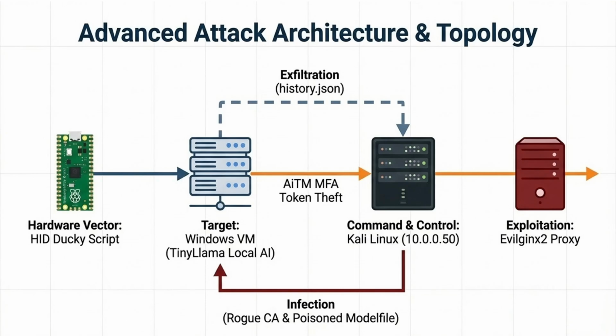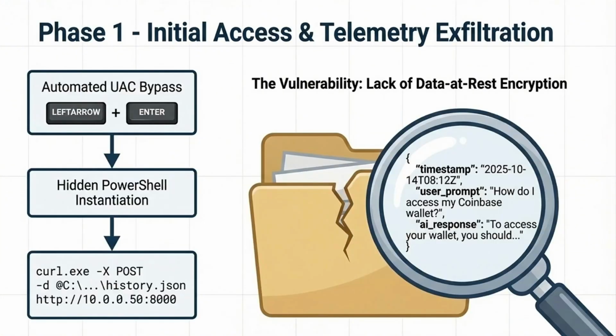My command and control server is a Kali Linux machine hosting a custom Python profiler and an Nginx instance. The attack happens in 4 phases. Phase 1 is the initial access. The Pico injects a PowerShell payload that uses curl to instantly exfiltrate the AI's history.json to my C2 server.